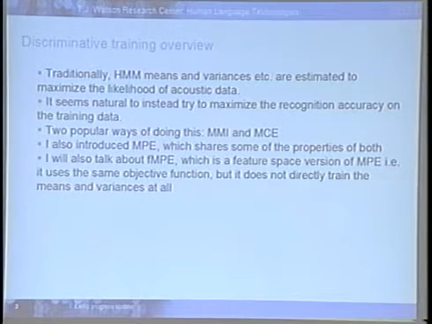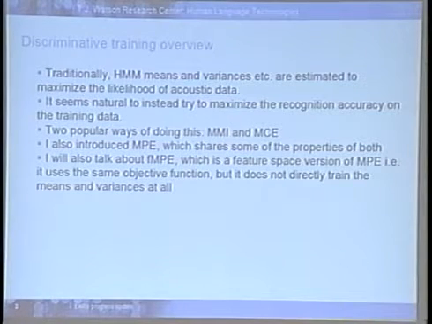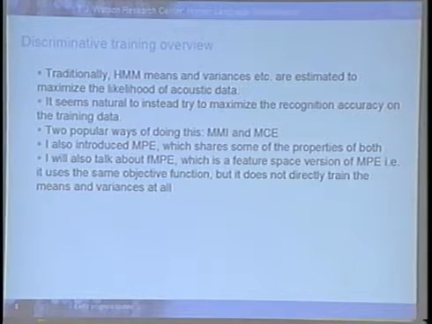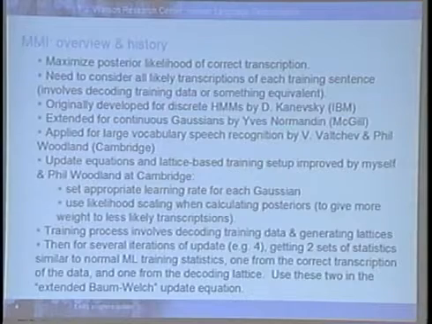Two of the ways that people have done a lot of work on are MMI, maximum mutual information. Forget the name because it's kind of irrelevant to what it is. And minimum classification error, MCE. I also, while I was at Cambridge, introduced MPE, which is a technique that shares some of the properties of both, and I think is more suitable for large vocabulary stuff. And I'll also talk about something more recent, fMPE, which is discriminative training, but in the feature space, and I'll explain what that means.